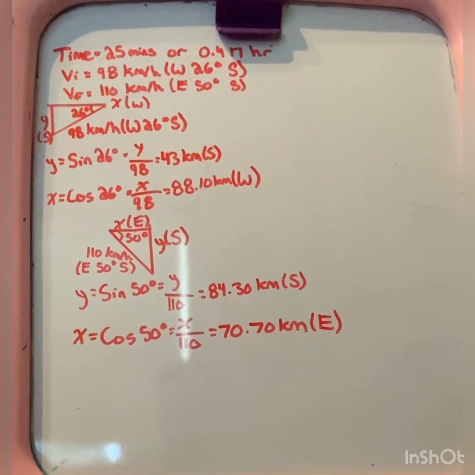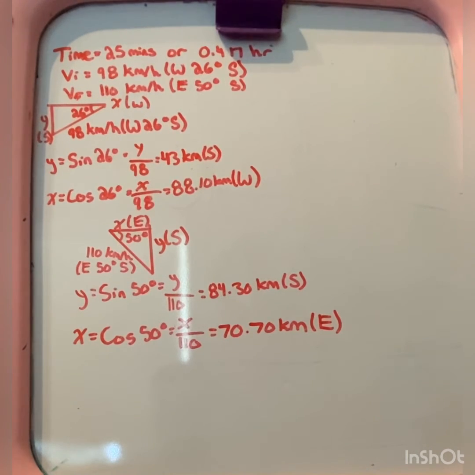For the second triangle, we need to find the x and y vectors. For the y vector, we need to use the equation sine theta equals opposite over hypotenuse. Since we are missing the opposite value, we need to multiply the hypotenuse value, which is 110 kilometers per hour, by sine 50 degrees. And we will get 84.30 kilometers to the south, and this will be our y value.